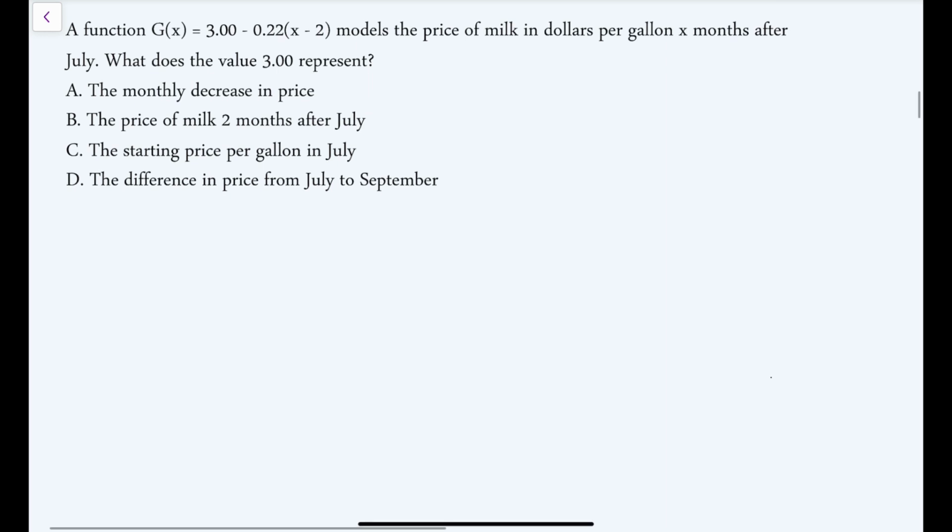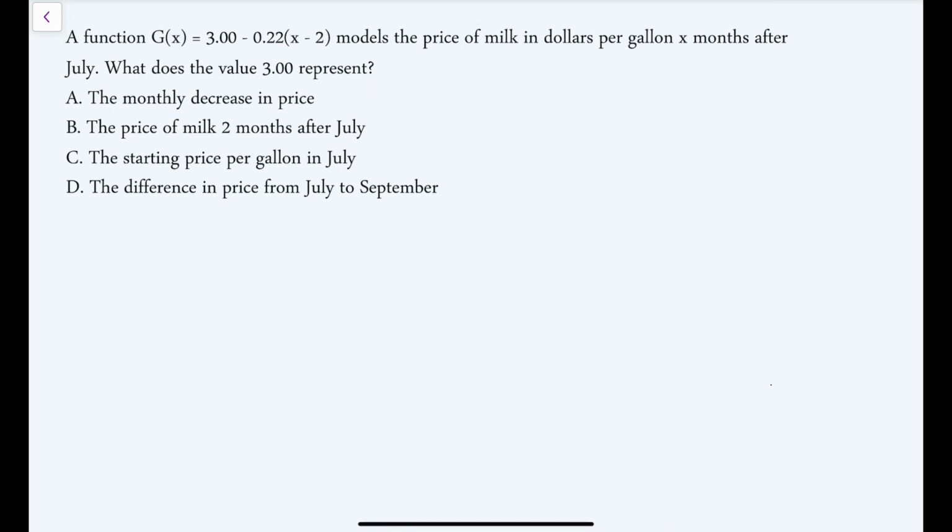So a function g of x is equal to 3 minus 0.22 times x minus 2 models the price of milk in dollars per gallon x months after July. What does the value 3 represent? So this is actually going backwards from what we were doing before. Now we're given the formula, the equation, and we're trying to find the context, right? Before they were giving us the story, the context, and then telling us to find the equation. So now we need to understand what this equation actually means.